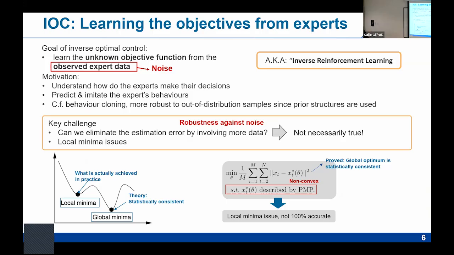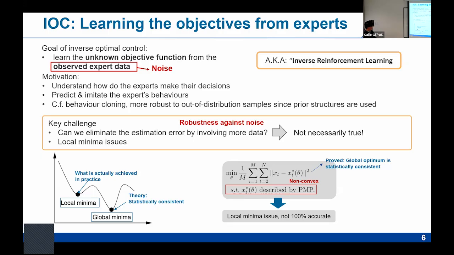This is also called inverse reinforcement learning, depending on whether you have the transition kernel or not. The motivation is, first, if I recover the objective function, I will know how the experts make their decisions. You get an explicit model for their decision mechanisms. Second, if you get a prediction model, you know how this is organized and how it makes these decisions, then you can predict and imitate the expert behaviors.